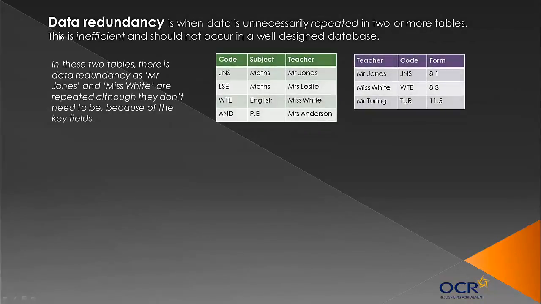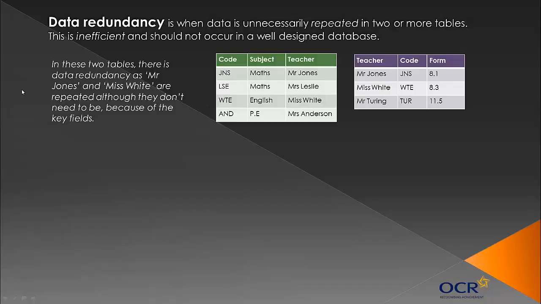So let's look at examples of data redundancy. We've got two tables here in a relational database. They're linked together by the code key field. And what we've got here, we've got two repeats. Mr. Jones and Miss White are repeated in both tables, and they don't need to be because they're linked. They don't need to be repeated twice. That's an inefficient way of storing something. It's wasting storage space because it doesn't need to be repeated twice.